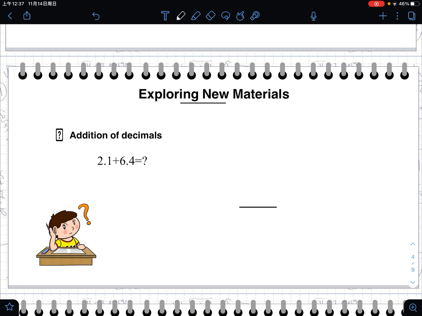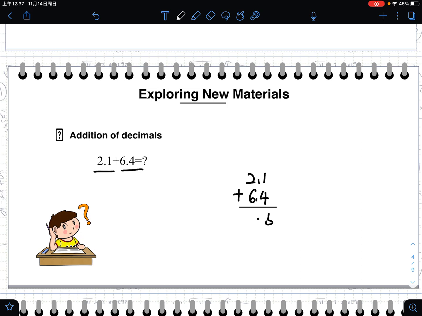Now let's explore the new material, and we are going to start learning the addition of the decimals. We will add 2.1 plus 6.4. First write the 2.1 and next write the 6.4. Please remember to line up the decimals and bring your decimal point straight down into your answer. So just right here is the decimal point, and next we add the numbers.